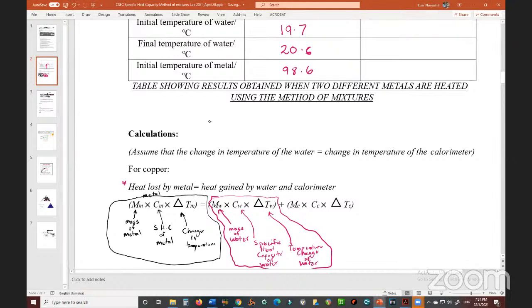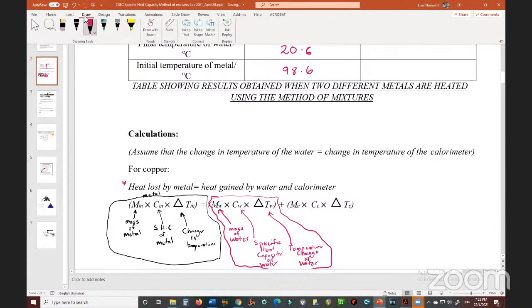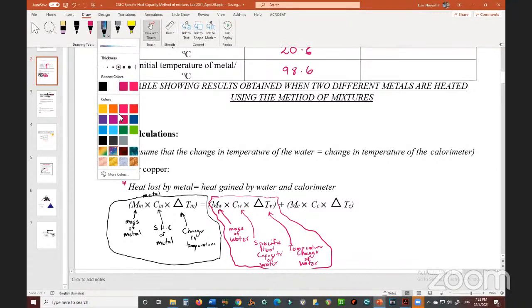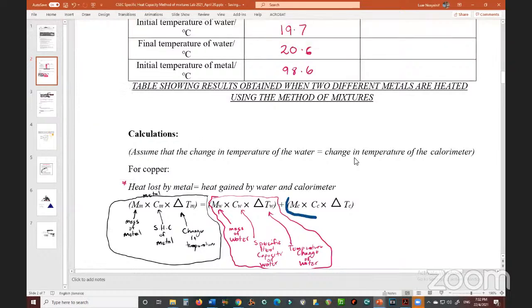The C here stands for the calorimeter. Let's use a different color now to highlight that. Probably use a blue there or something like that. All of this here is for the calorimeter.